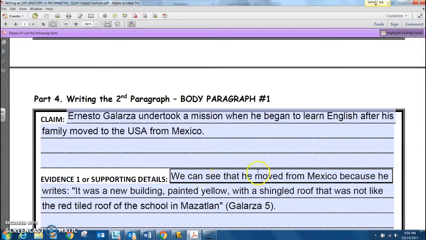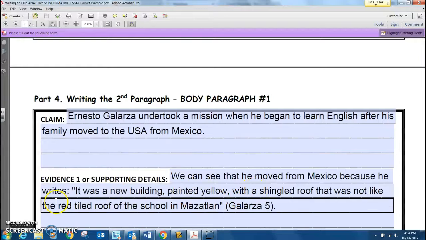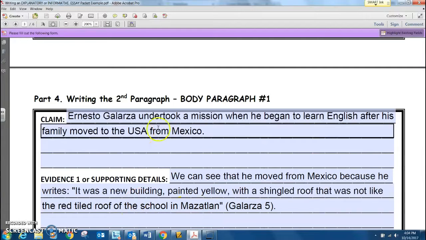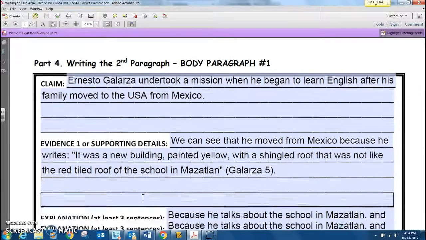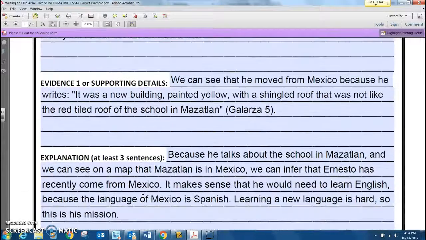So we can see that he moved from Mexico because he writes, "It was a new building, painted yellow, with a shingled roof that was not like the red tiled roof of the school in Mazatlan." So Mazatlan is in Mexico, so we know that that's not the United States. So this shows that he used to go to school in Mazatlan. Now he doesn't. He goes to school in the United States. So that's basically the next step.